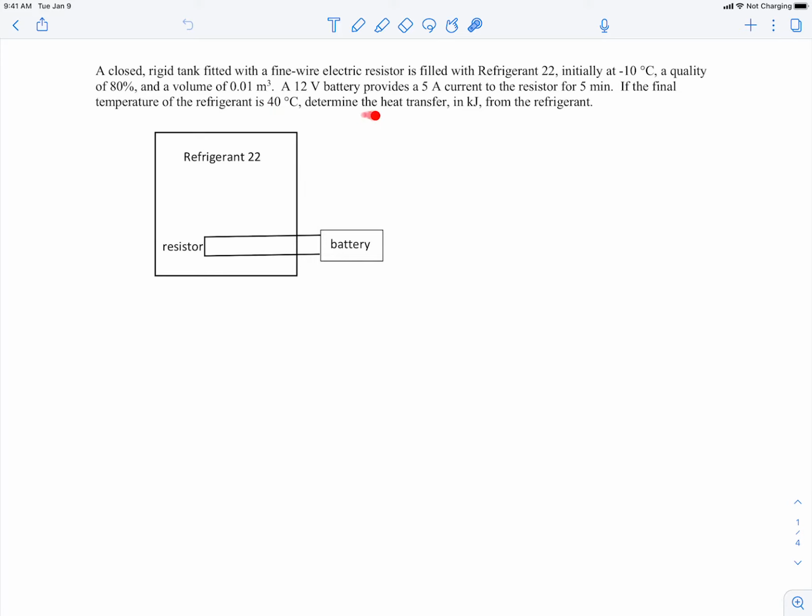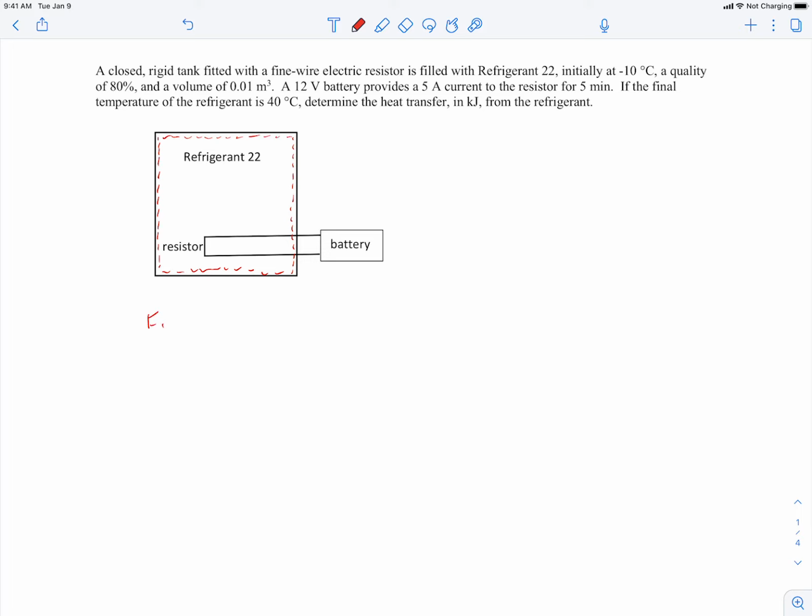So we're trying to find the heat transfer, which makes me think that this is going to be a first law analysis, and we're going to apply the first law to the refrigerant, since that's what we're trying to find the heat transfer from. So let's go ahead and draw a control volume that surrounds the refrigerant. I'm going to actually include the resistor in there as well. I'm going to assume that the resistor mass is very small compared to the refrigerant mass.